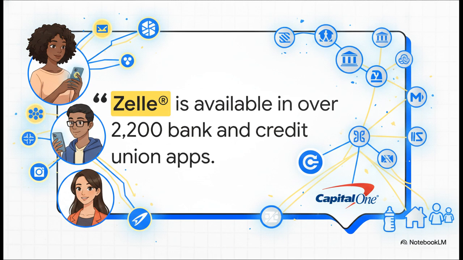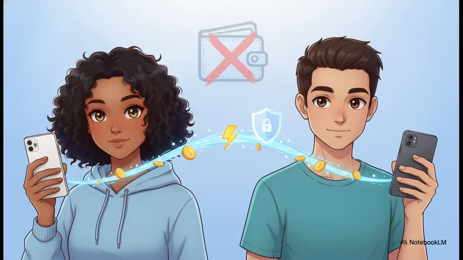Well, it means that even if your best friend, your babysitter, or your landlord doesn't bank with Capital One, you can still seamlessly send them money. As long as their bank is in the network, you're totally good to go. And this direct integration is exactly why it's a real game changer compared to other peer-to-peer options.